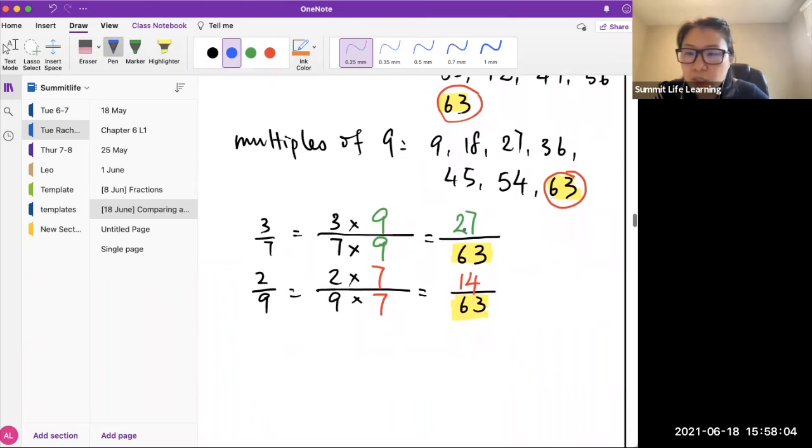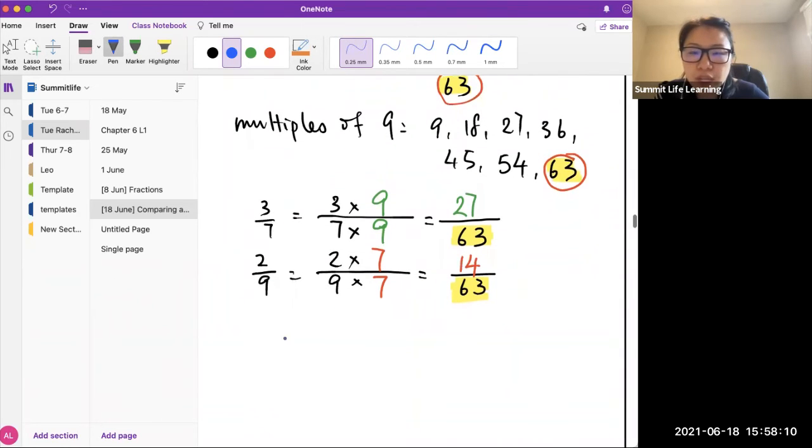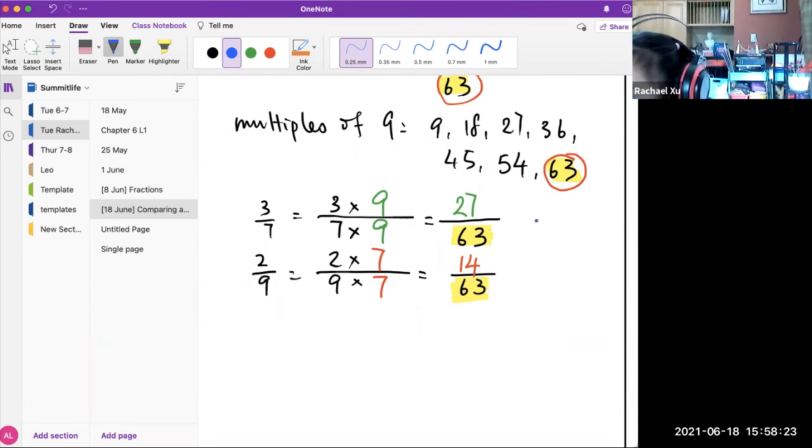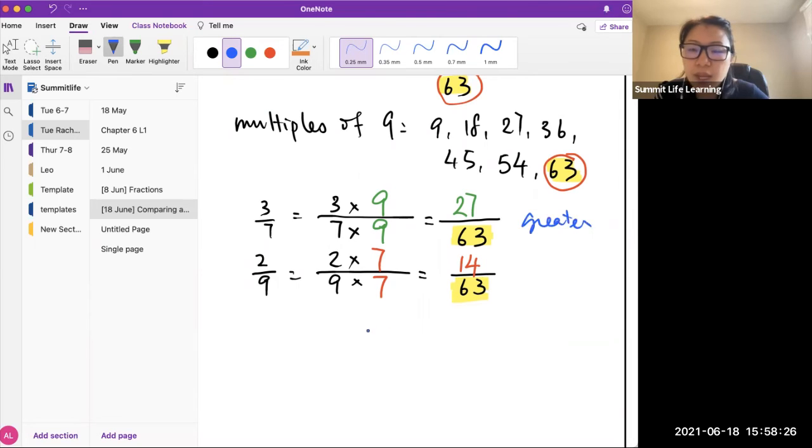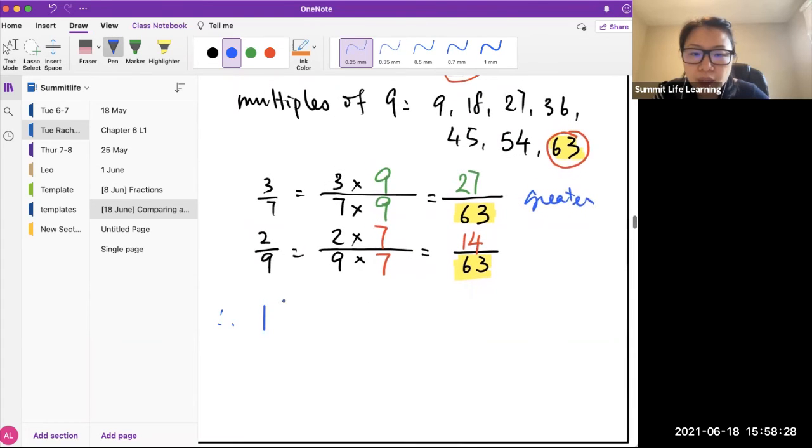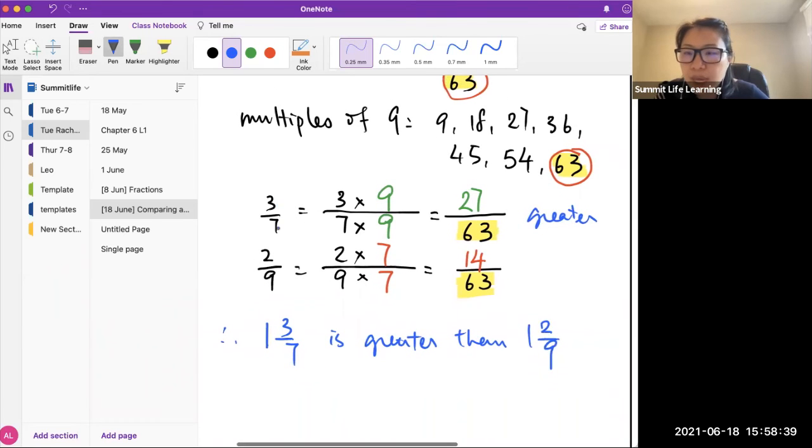Now, by comparing 27 out of 63 and 14 out of 63, which one do you think is greater? Rachel, is 27 out of 63 greater or 14 out of 63 greater? 27. Yeah, this one is greater. Okay, so we say that 1 and 3 out of 7 is greater than 1 and 2 out of 9 because we have 3 out of 7 greater than 2 out of 9.